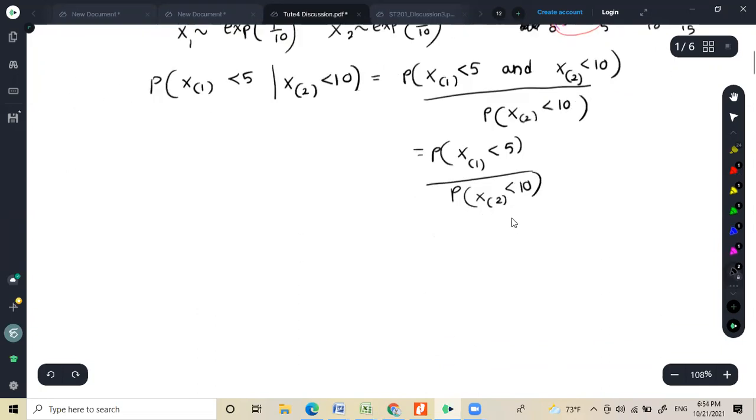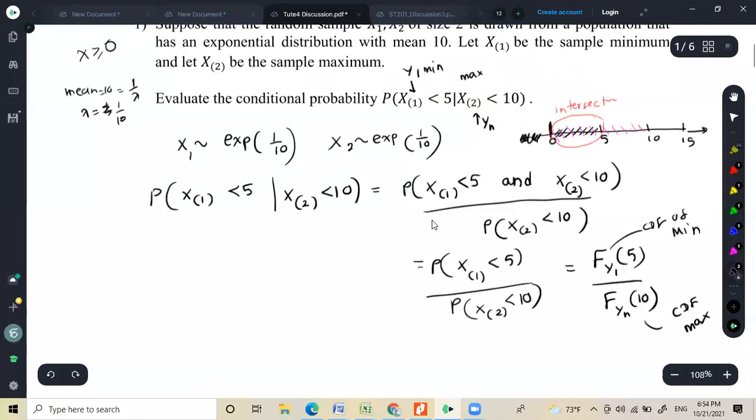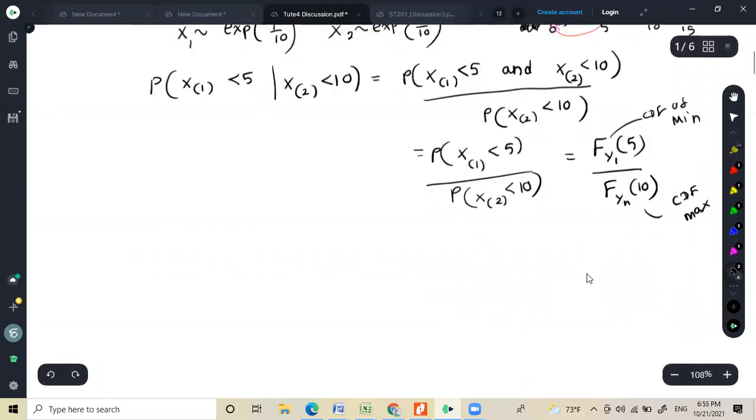Now you can see that it is not that hard, right? Just finding this is actually the CDF of the minimum at 5, and this is the CDF of the maximum at 10. So if you can find the CDF of the minimum and the CDF of the maximum, that's all you need. You are done. Evaluate them at 5 and 10, divide, you'll get the answer. Okay, is it clear up to this point? This conditional probability? Right? Okay, so let's proceed with finding the CDF of the minimum and the max.